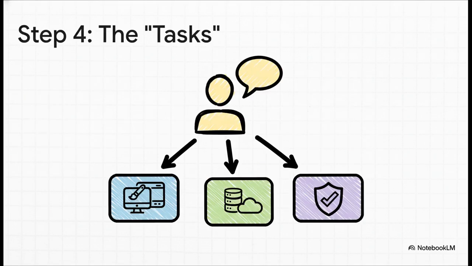And finally, this is where the rubber meets the road. That user story gets broken down one more time into small, concrete tasks for the developers. These are the actual to-do items. Design the registration screen, build the back-end logic, write the tests. This is literally the work that gets done day to day.